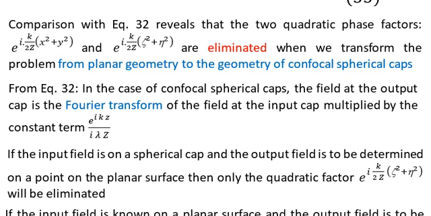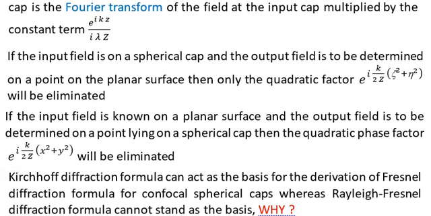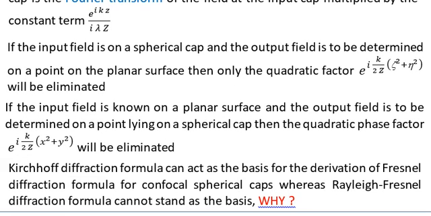In the case of confocal spherical caps, the field at the output cap is the Fourier transform of the field at the input cap multiplied by a constant, e to the power iota kz over iota lambda z. If the input field is on a spherical cap and the output field is to be determined on a point on a planar surface, then only the quadratic factor related to the input will be eliminated. So if the cap is spherical, the corresponding quadratic phase factor will be eliminated.